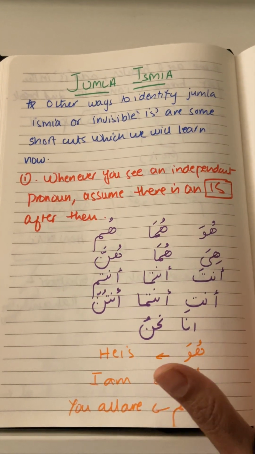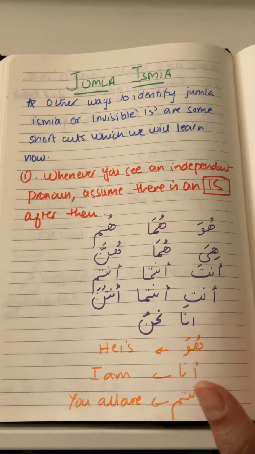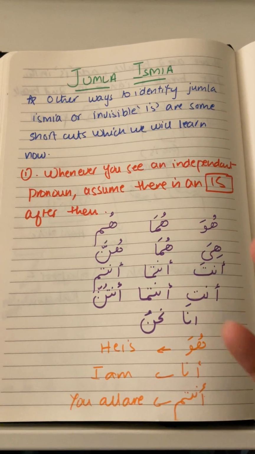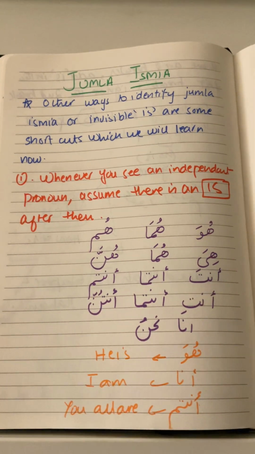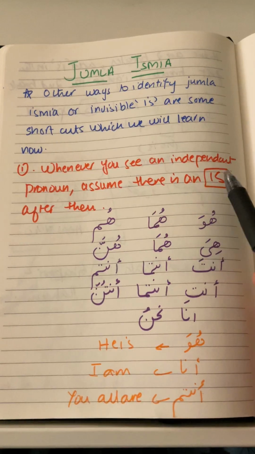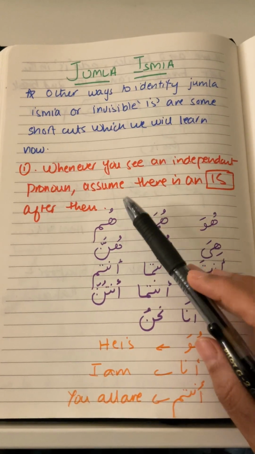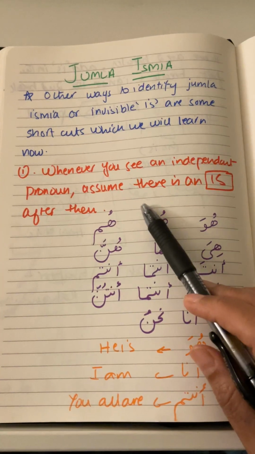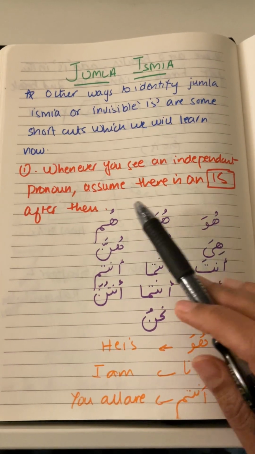So that was one way of identifying the invisible is. Now there are some other ways also. These are certain shortcuts which, when we see them, we know that there is an is after. The first one is that whenever you see an independent pronoun, independent, not the joint version, assume that there is an is after this.